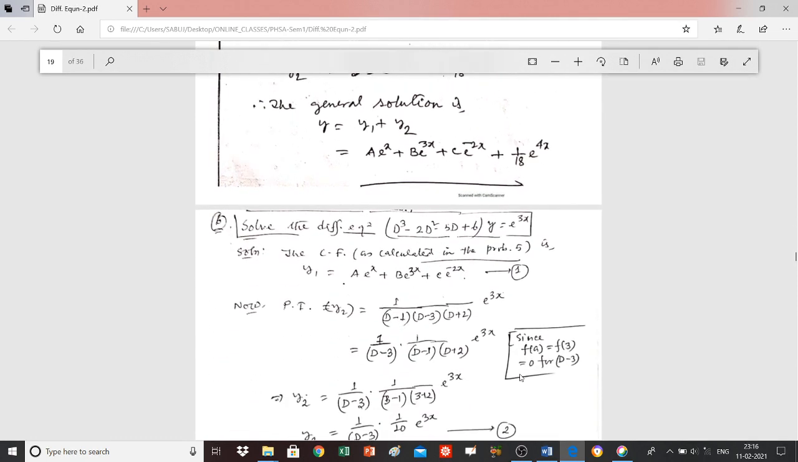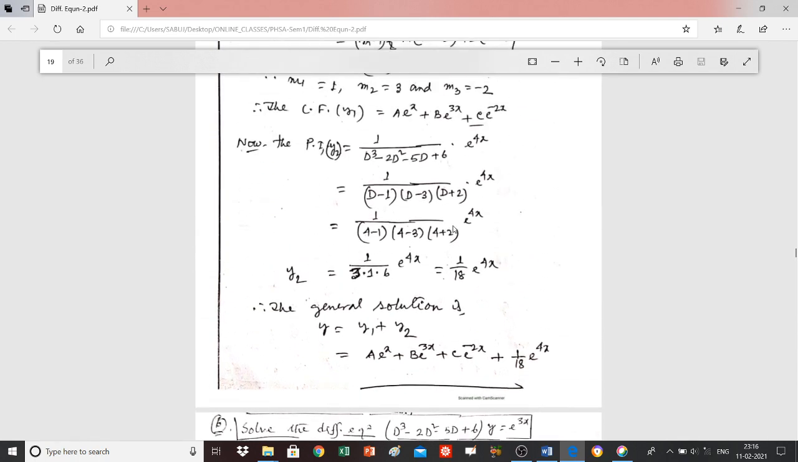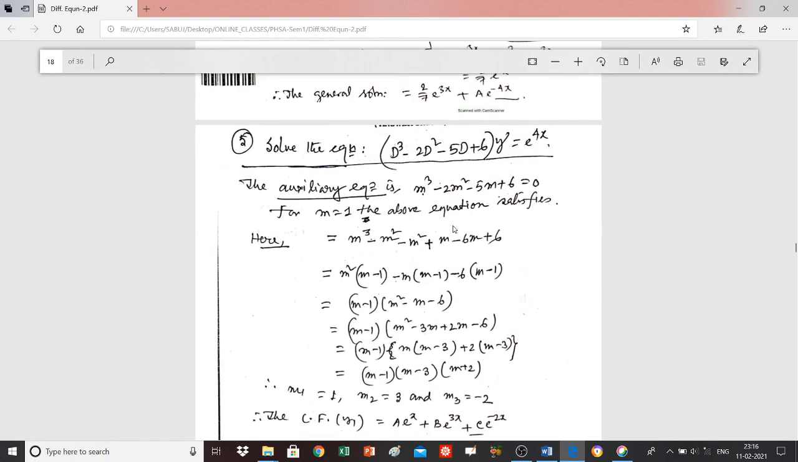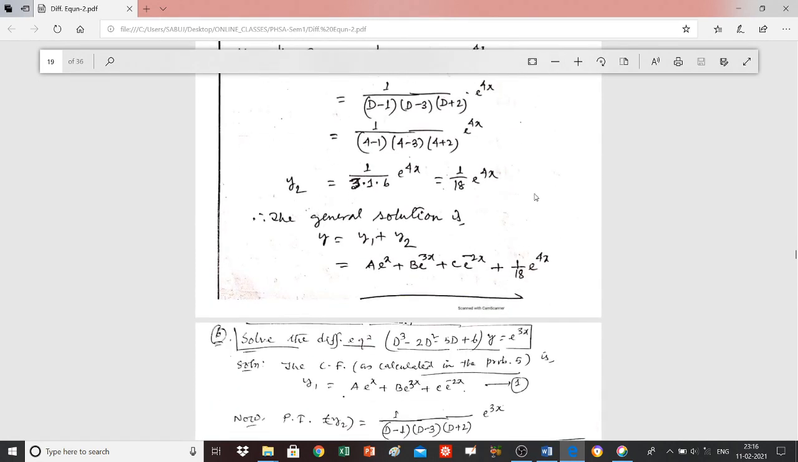Now another problem is here. This is exactly the same problem. See here, D cube minus 2D square minus 5D plus 6 y is equal to e to the 4x. This is the same problem, but in this case the right hand side is e to the power 3x. So finding the complementary function is the same as in the previous solution. So that is a e to the x plus b e to the 3x, c e to the minus 2x.